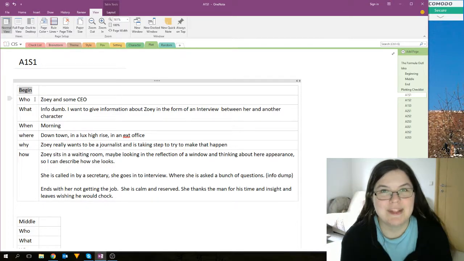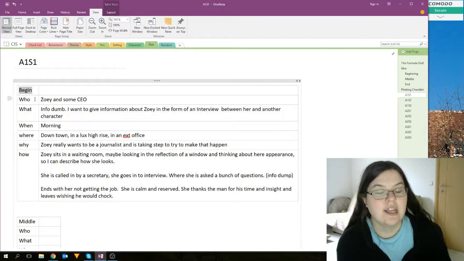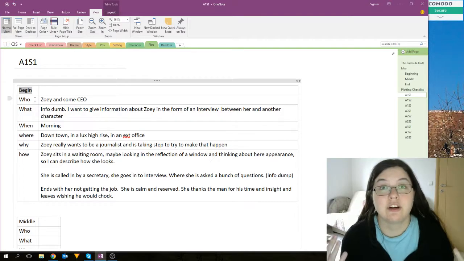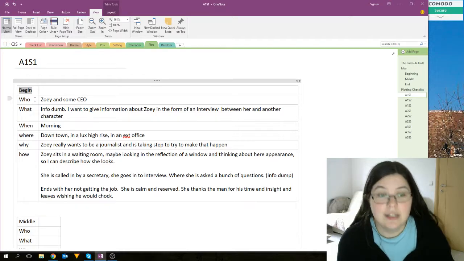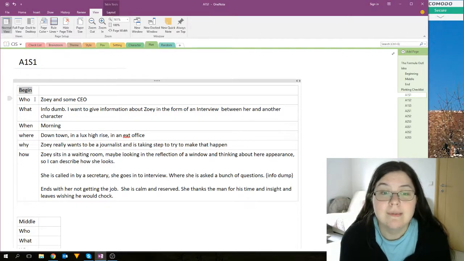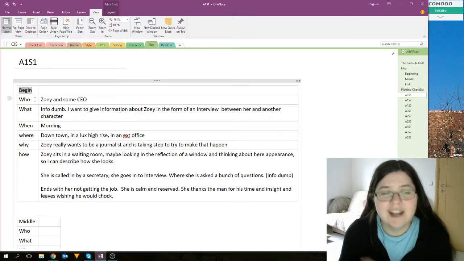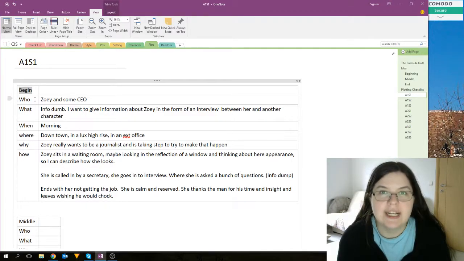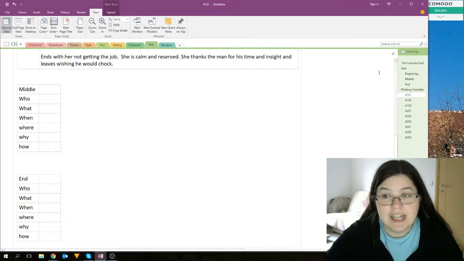And then how do I picture this scene going down? Zoe is sitting in the waiting room, maybe looking in the reflection of a window and thinking about her appearance so that I can info dump how she looks. Then she'll be called in by a secretary to go for her interview, where she'll be asked a bunch of questions, another info dump, and it will end with her not getting her job. She's calm and reserved, she thanks the man for his time and insight, but she leaves wishing that he would choke.